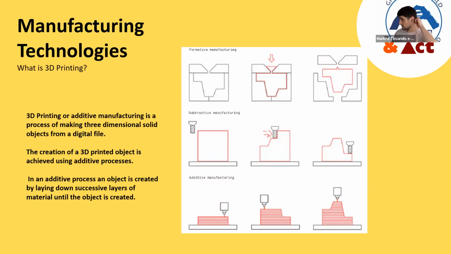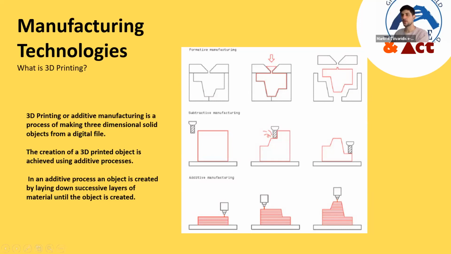Now, the third technology is additive manufacturing, which is basically the technology that we use in 3D printing. In the additive process, an object is created by laying down successive layers of material until the object is created. In this way, no extra material is used, first of all, and if something seems wrong halfway, we can stop the printing and save a lot of time and material. Also, if we don't like the print at the end of it, we can reprint a new one. So there are a lot of advantages there.